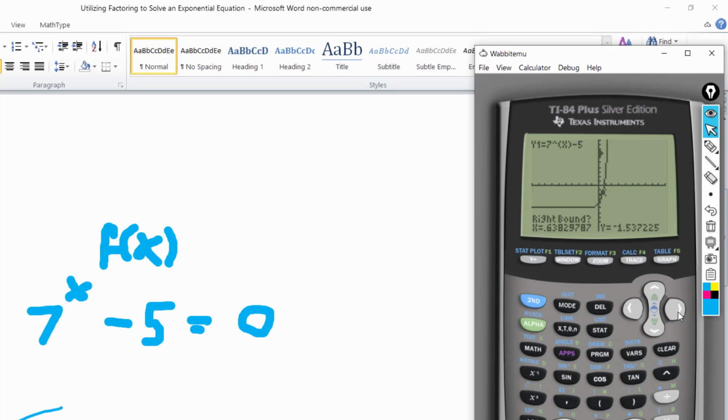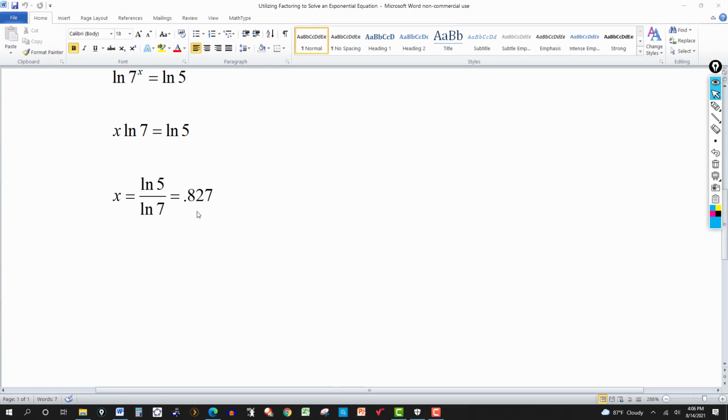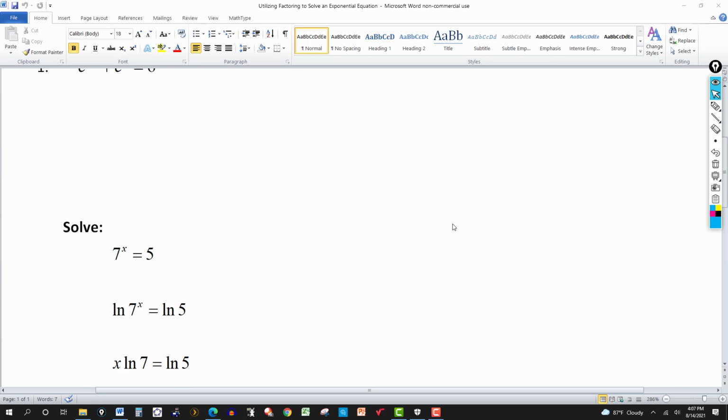You just go up the curve here a little bit till you get past the point of intersection. Hit enter again. Now it wants you to guess. You can ignore that and just hit enter. And it tells you that x is equal to 0.827. Round it out to 3 places. Y equals 0. So that's guaranteeing that this is a 0, or in this case, it's a solution. So we got 0.827, which is the same thing we got here. Okay, so those are some ways to solve an exponential.